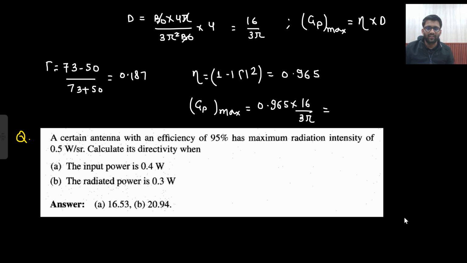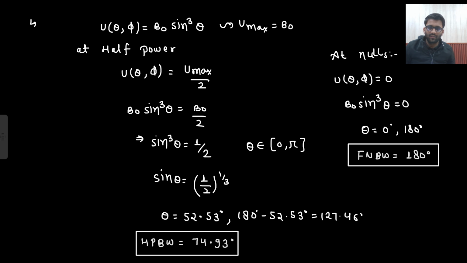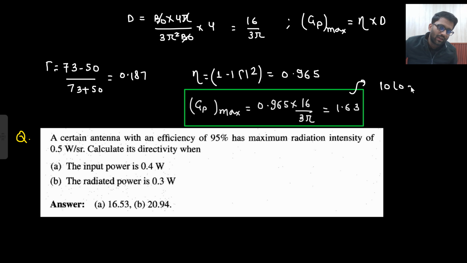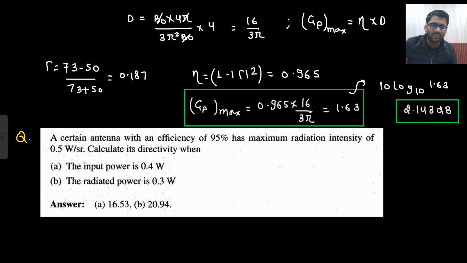Okay, 1.63 we are getting, but we need to calculate it in dB. So 2.142. This is the value that is there in decimal, but we need to convert it into dB. So 10 log 1.63, that is 2.143 dB. So this is also your answer. There you go. Very easy process. Just follow the process and you will be able to tell the answer, that's for sure.